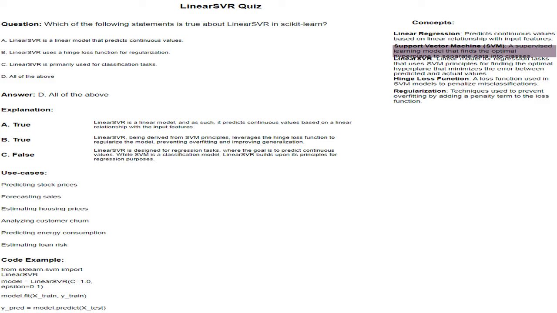SVM: a supervised learning model that finds the optimal hyperplane to separate data into classes. Linear SVR: a linear model for regression tasks that uses SVM principles for finding the optimal hyperplane that minimizes the error between predicted and actual values. Hinge loss: a loss function used in SVM models to penalize misclassifications. Regularization: techniques used to prevent overfitting by adding a penalty term to the loss function.